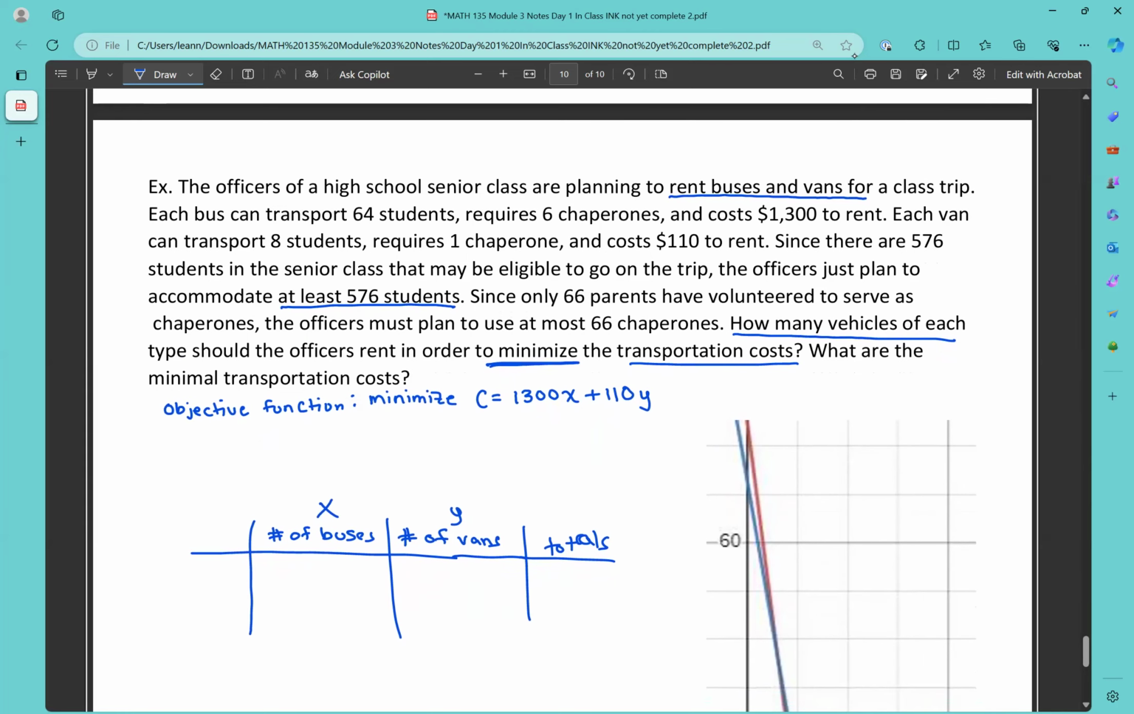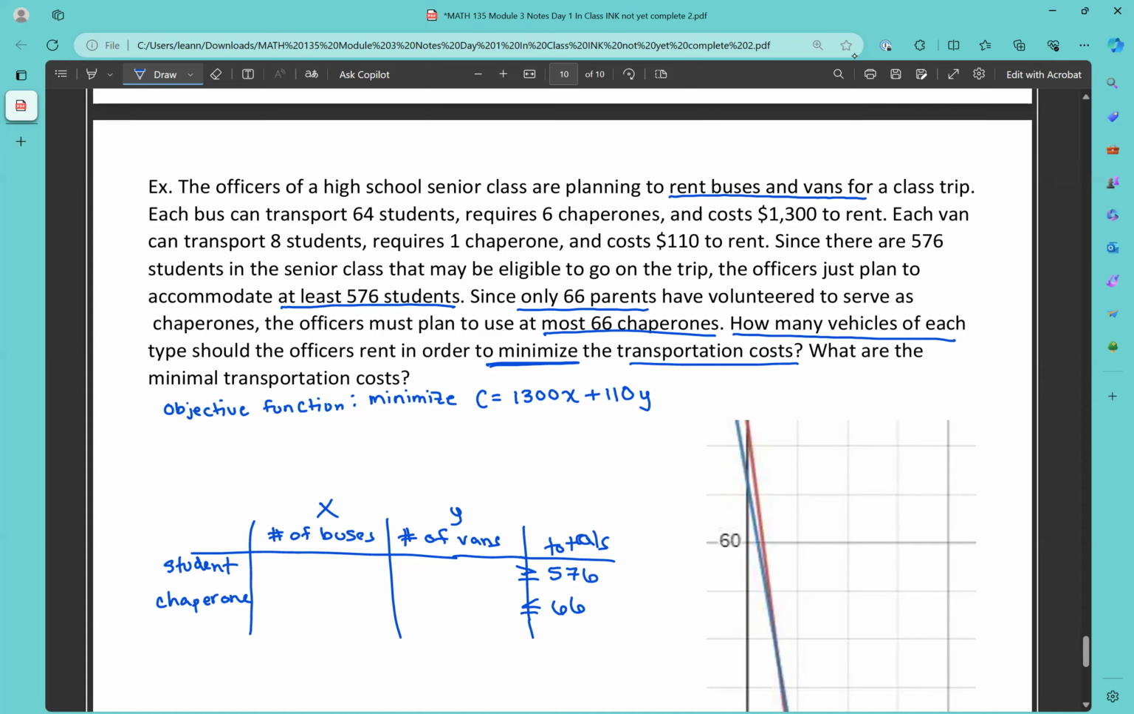576 students. So I believe just because each bus is broken down by students and chaperones, we're going to need a student equation or inequality and a chaperone one. And what we know is that they want to have on that trip at least 576 students. That means that many or more. So my student inequality is going to be greater than or equal to 576. Since there's only 66 parents that volunteered to serve, they can only use at most 66 chaperones. So that's not the same as at least. At least means this much or more. At most means this much or less. So that's going to be less than or equal to 66.